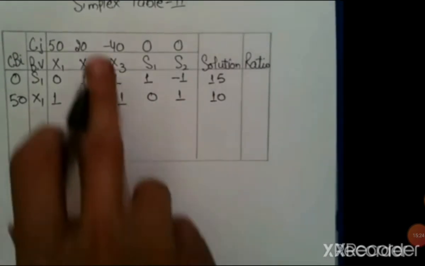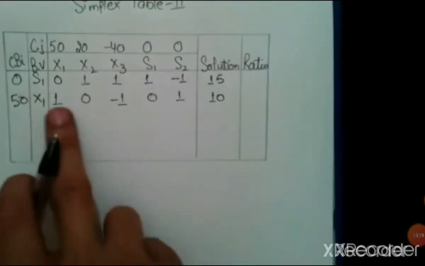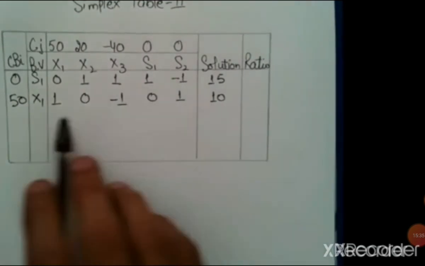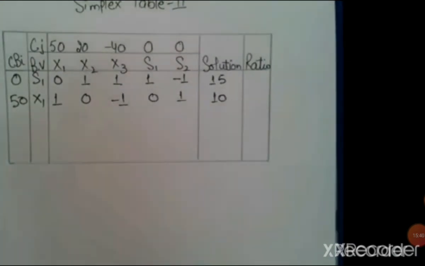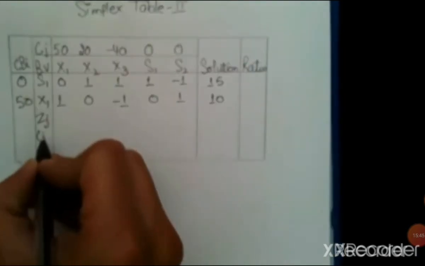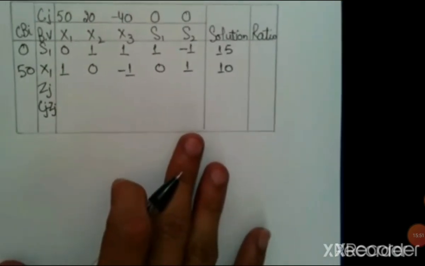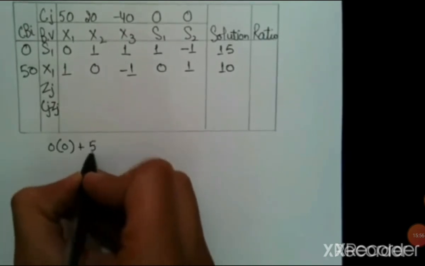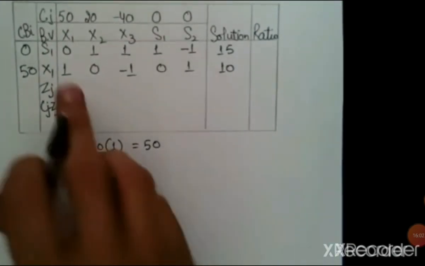I have written it here, but in the next step you can neglect this S2 as it is a leaving variable. You need not remove S2 as it is not an artificial variable; only artificial variables you are required to remove. Now calculate Z values. So the Z value is 0 into 0 plus 50 into 1. So the first Zj is 50.